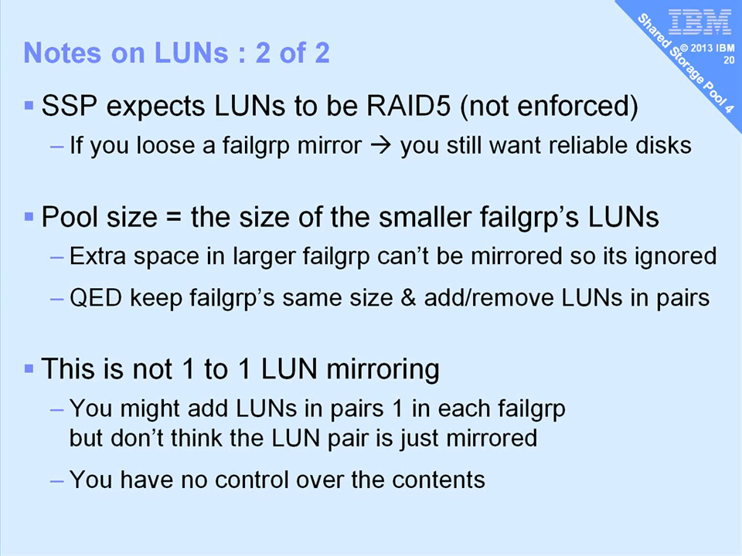Probably a good idea to have all the LUNs the same size and the same number of them, so that will work out nicely. And when you add or remove LUNs, remove them in pairs, one from each failure group. That will keep them the same size. Now do note though that it's not 1-for-1 LUN mirroring. Just because you add a pair of LUNs, one to each failure group, don't think those 2 disks that you just named, hdisk30 and hdisk40, will be mirror copies of each other. The shared storage pool can decide the contents of the LUNs, and they will not be directly mirrored 1-to-1.